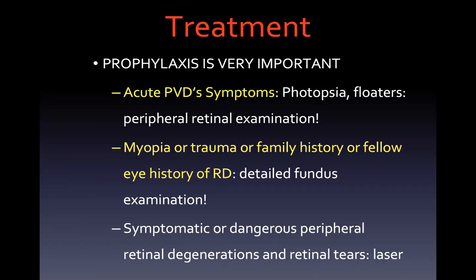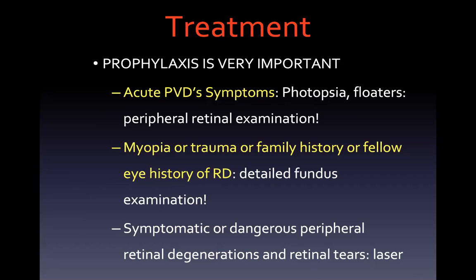The best thing is to do the prophylaxis. This is very important. So we should do the laser prophylaxis. We should first examine the peripheral retina in all the eyes with acute PVD symptoms like photopsia and floaters. Please look at the peripheral retina. And if you see any retinal break, or any lattice degeneration, do the laser photocoagulation.